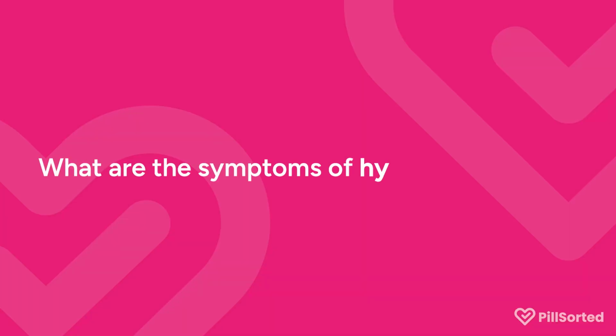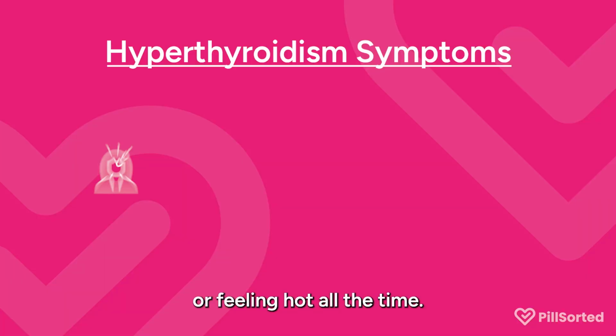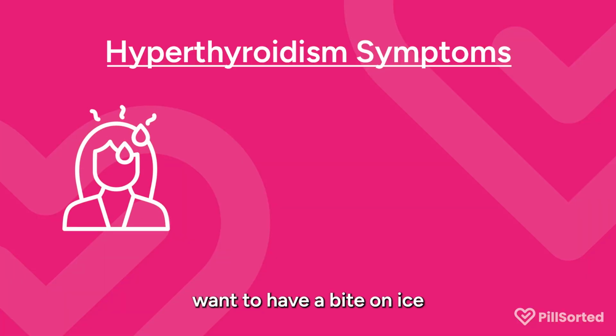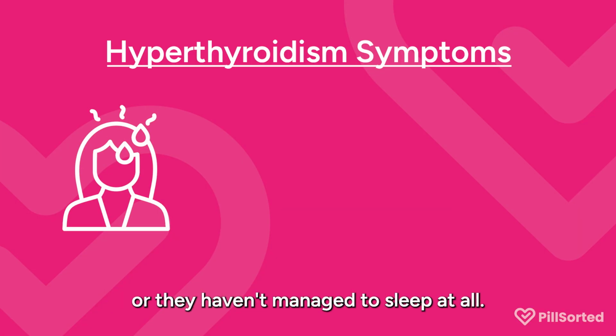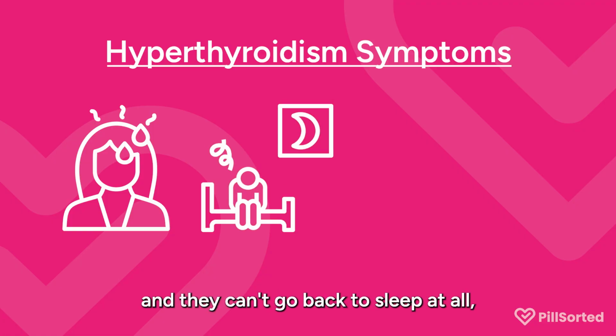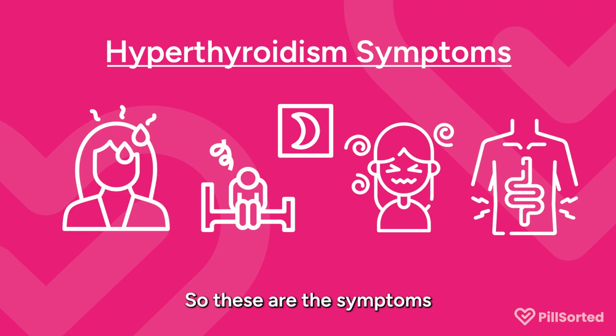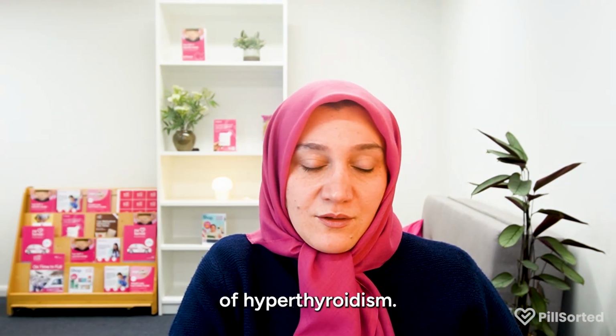Now, what are the symptoms of an overactive thyroid? Usually people come in complaining of feeling hot all the time, so they constantly want to bite on ice, or they haven't managed to sleep at all, only 2 to 3 hours, and they're wide awake and can't go back to sleep. Or they feel anxious, they can't sit down for a moment, and they usually have diarrhea. So these are the symptoms of hyperthyroidism.